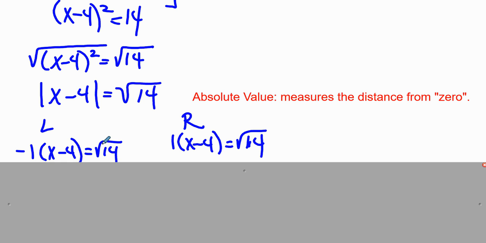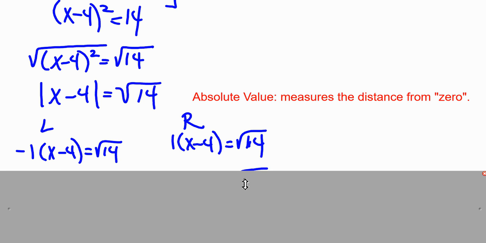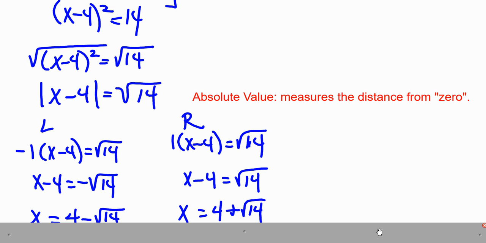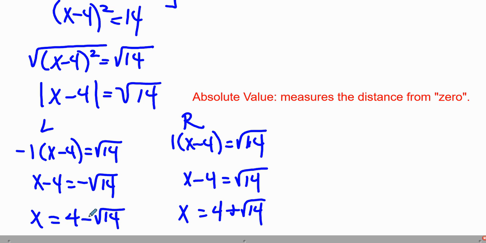So again, we're going to divide by -1 on the left, dividing by 1 on the right. And notice here we have one more step to get x alone. We have to undo the subtraction of 4, so we're going to add 4 on each side. So our two results would be 4 minus the square root of 14 and 4 plus the square root of 14.